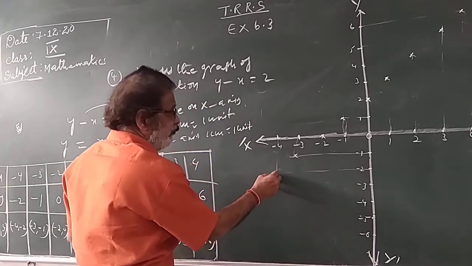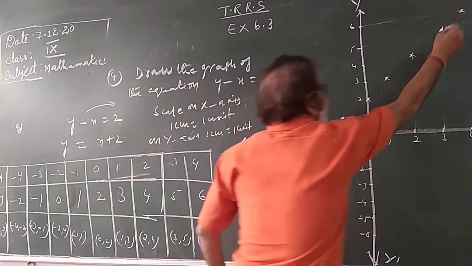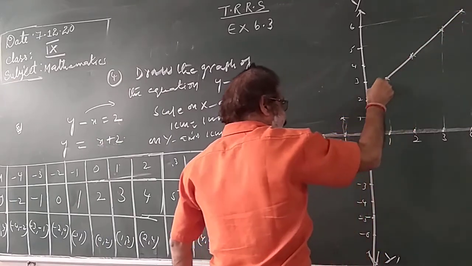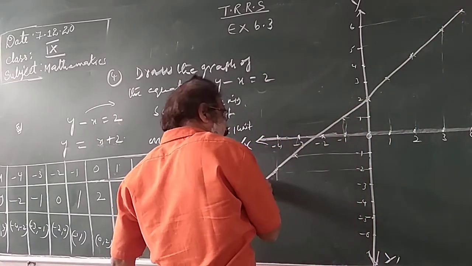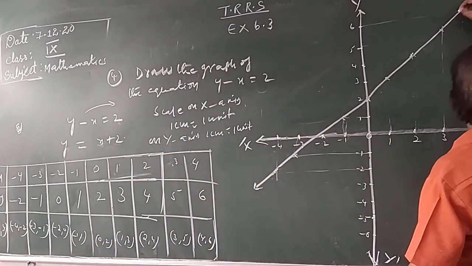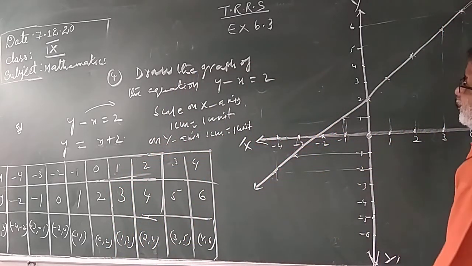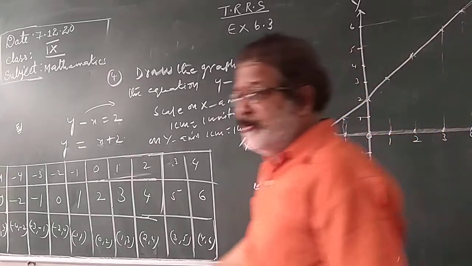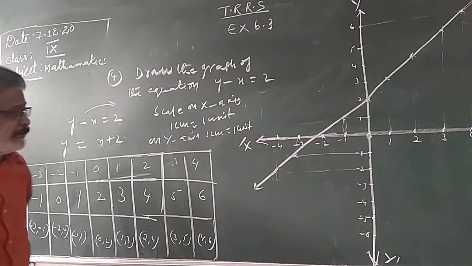In this direction it will come. So join these and we will get a straight line. In your graph it comes as a straight line. This graph represents y minus x equal to 2. When you join all these points, we get the straight line.